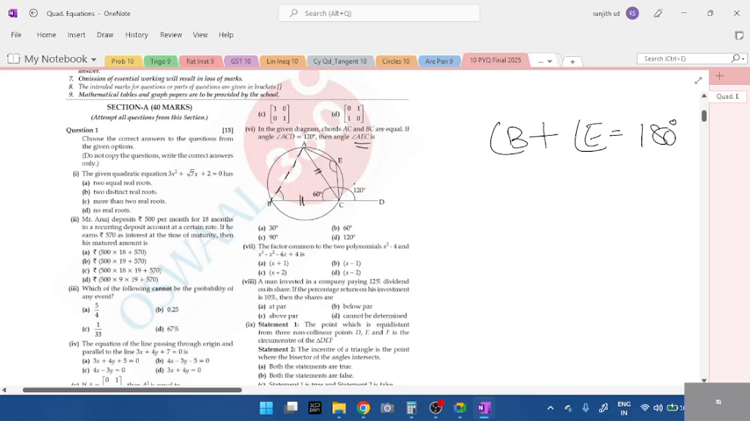Angle E, yes, that's it. Use the isosceles triangle. Which is the isosceles triangle here? ABC is isosceles. Yes, tell me.